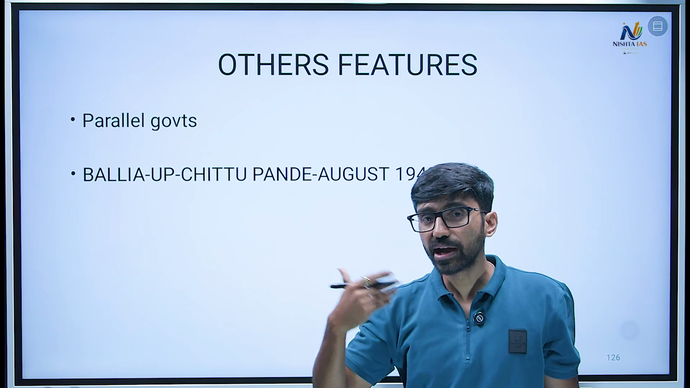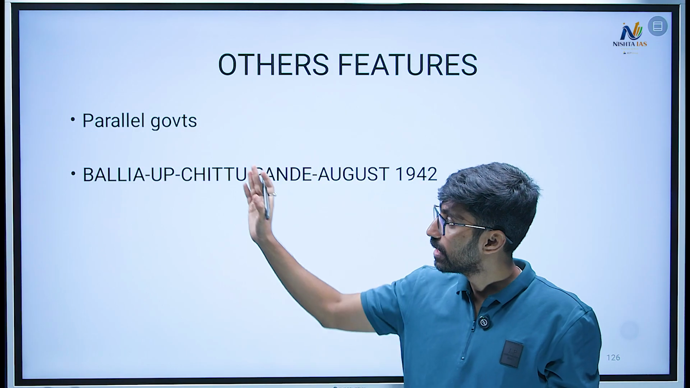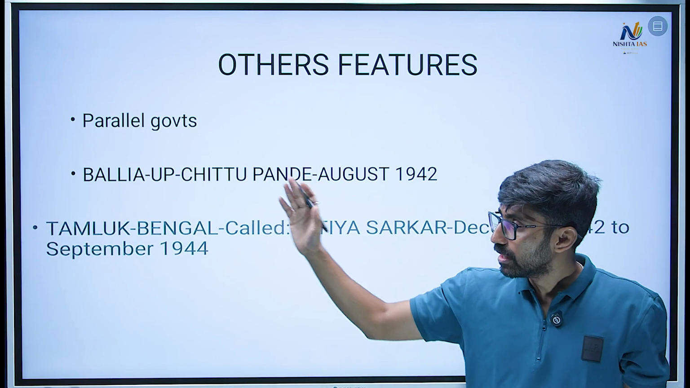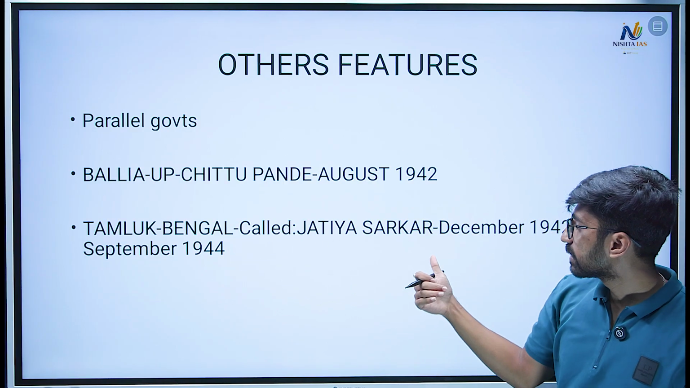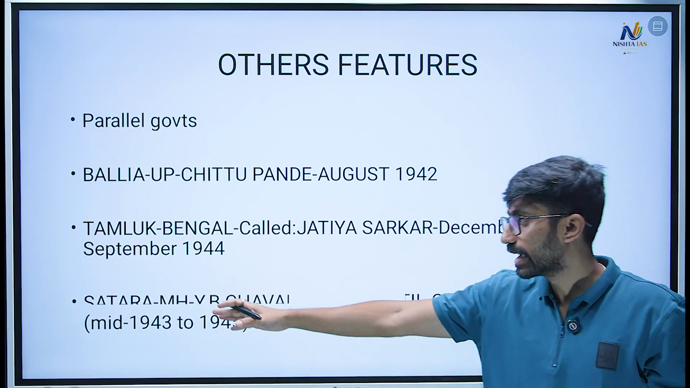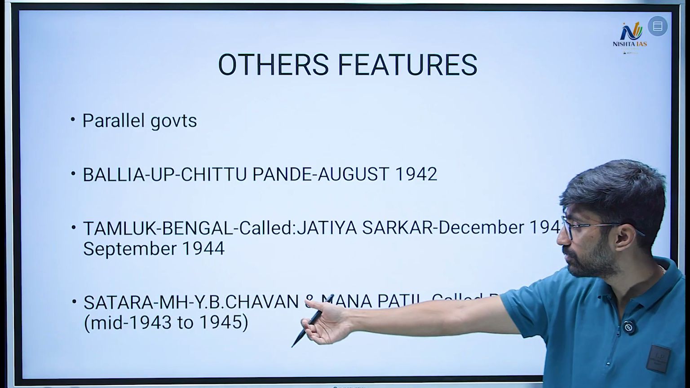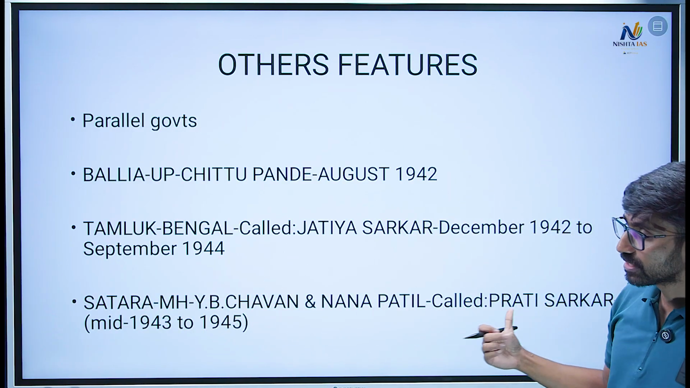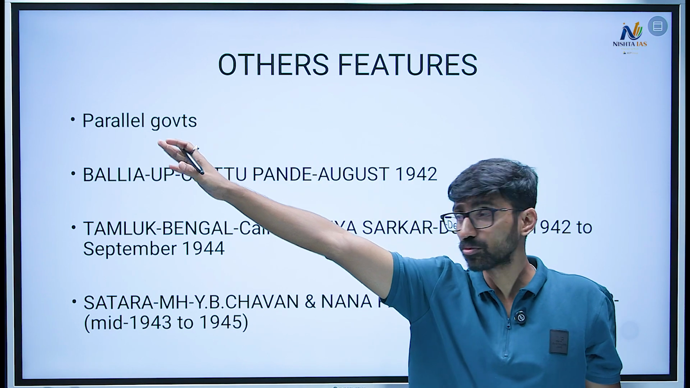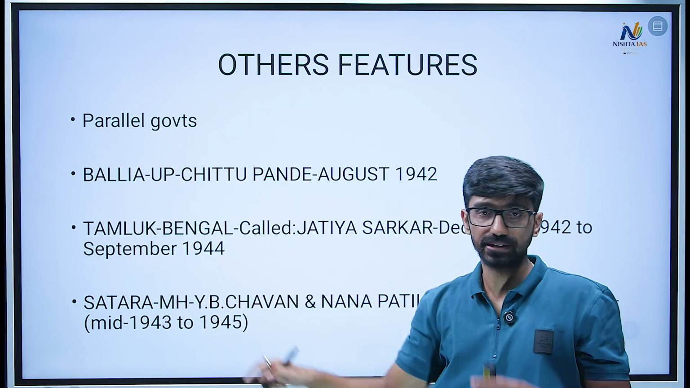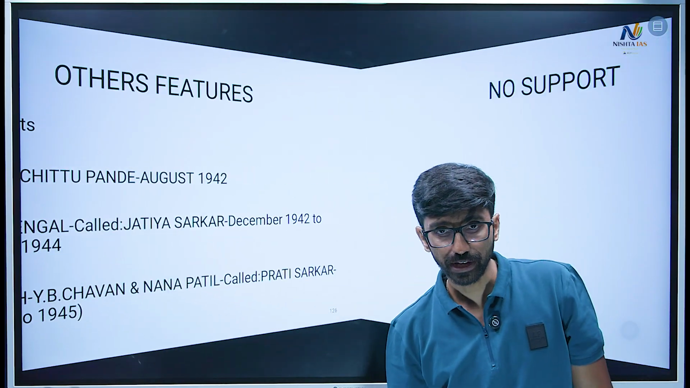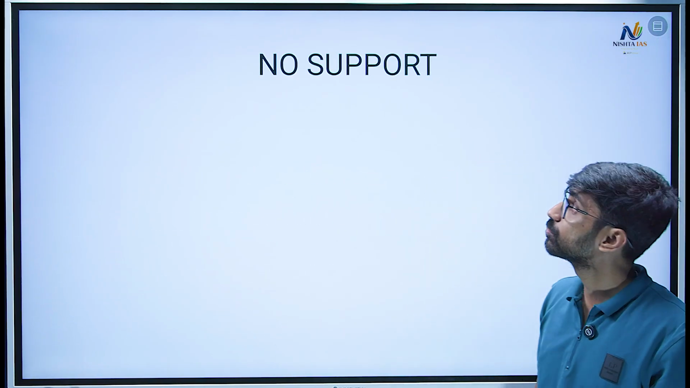Other features: parallel governments were established. Indians were showcasing that they can run their own governments. In Ballia, in UP, Chittu Pandey in August 1942. In Tamluk in Bengal, called the Jatiya Sarkar, from December 1942 to September 1944. And then in Satara in Maharashtra, led by Y.B. Chavan and Nana Patil, called the Prati Sarkar, from 1943 to 1945. So Sholapur during the civil disobedience movement, and Ballia, Tamluk, Satara are the three parallel governments in Quit India, with one parallel government in the civil disobedience movement.